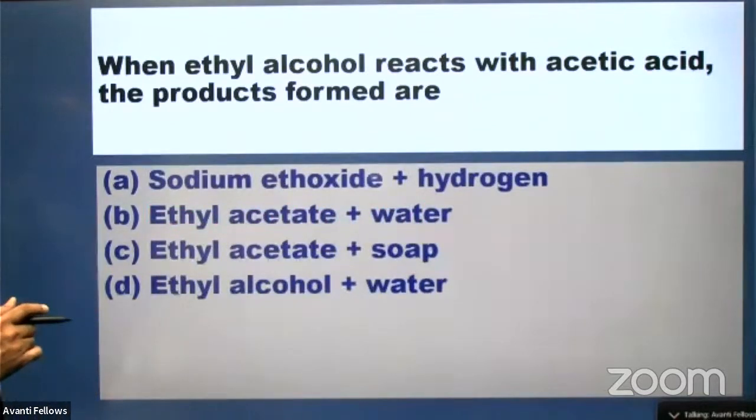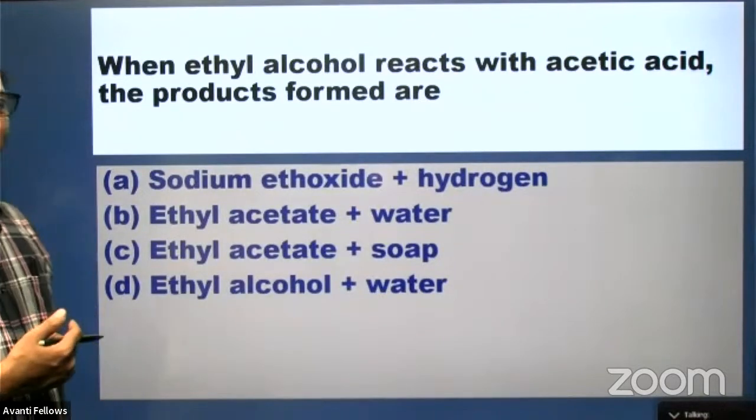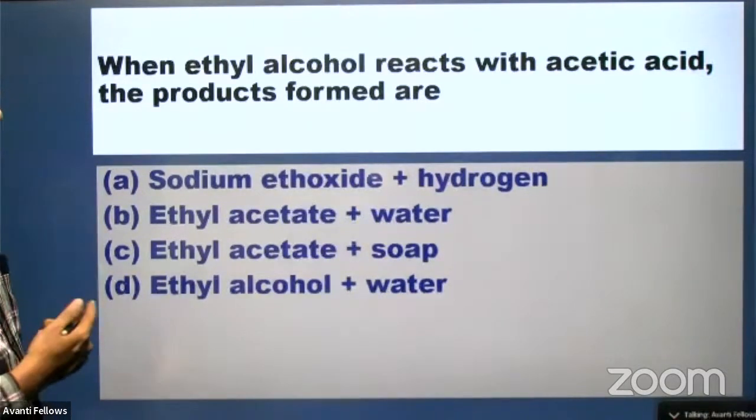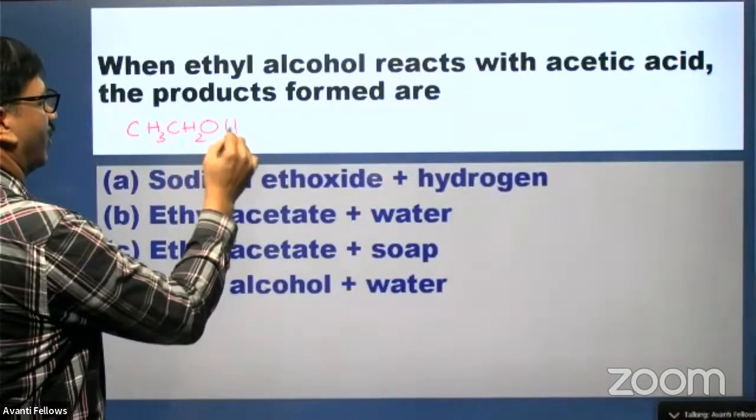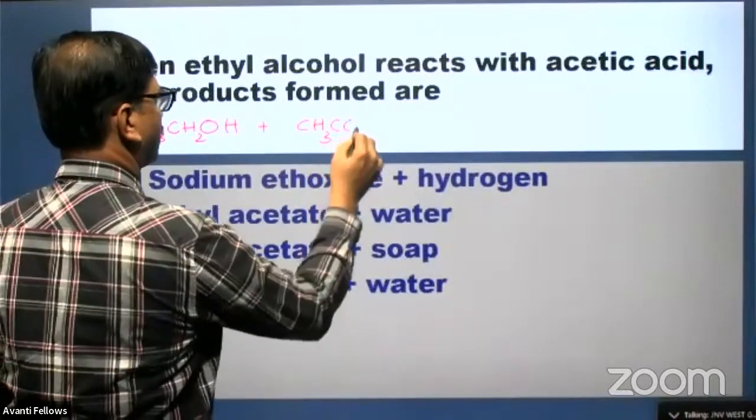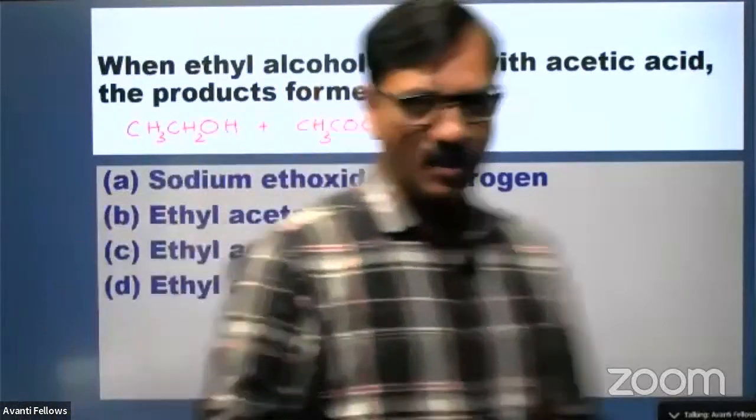When ethyl alcohol reacts with acetic acid, the products formed are ethyl acetate plus water, sir. Option B. Okay, now look at that. Ethyl alcohol reacts with acetic acid. What is the product? B, sir. Sure?